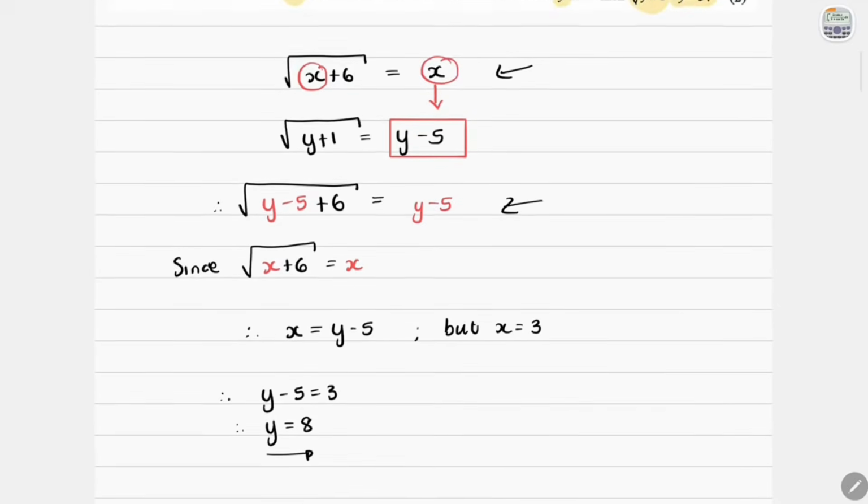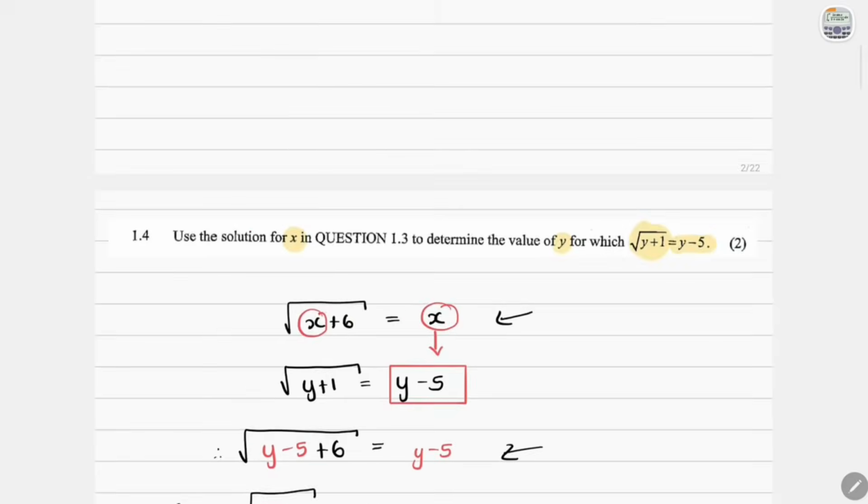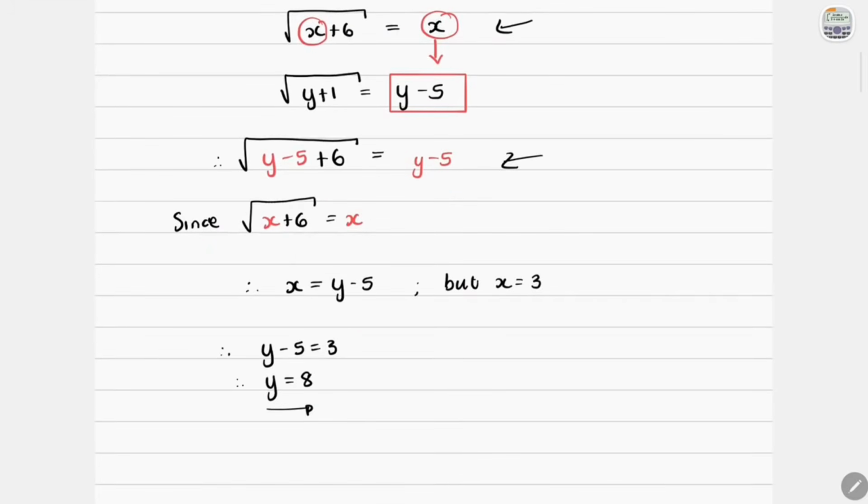Okay, so that is the answer to that. Since we were able to prove this and we were able to show them that x was equal to 3, so you see, that's how we got it to that point. Okay, and that is our answer. Moving on to the next question.